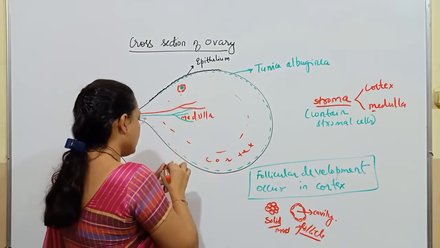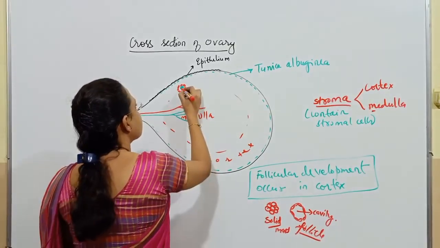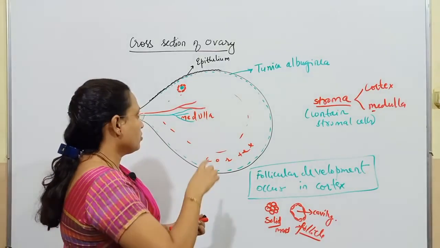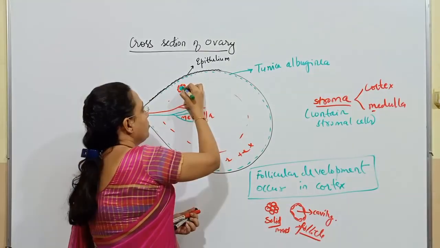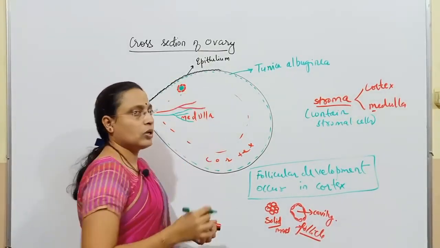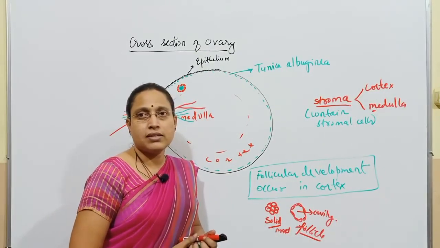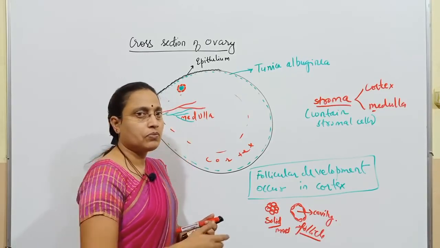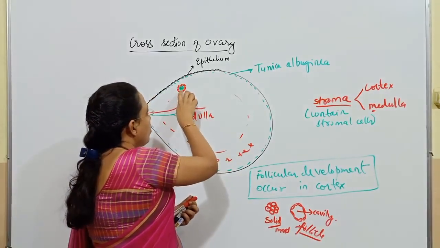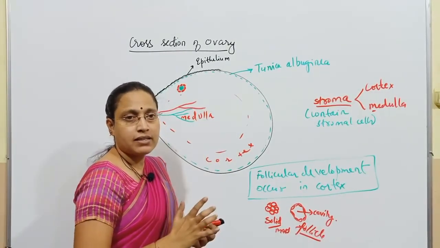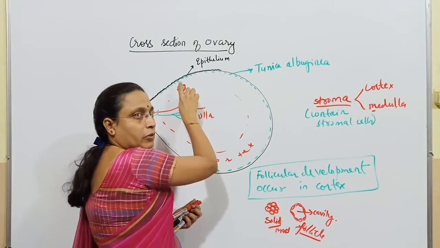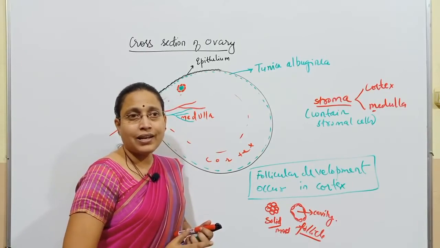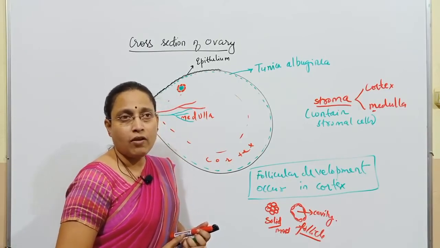First the oogonia will be surrounded by flat cells. These cells are very flat cells. Inside is the oogonia. Of course, it will have a nucleus, nucleolus, and cytoplasm, just like a typical cell. It is a diploid cell where the chromosome number is 46. What is important is the flat cells. These follicle cells, which are represented in red color, are flat, and that kind of follicle is called a primordial follicle.